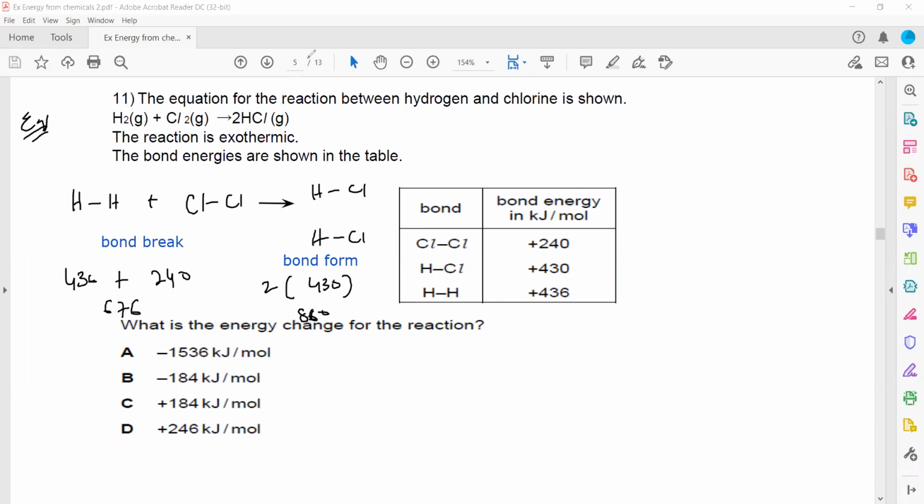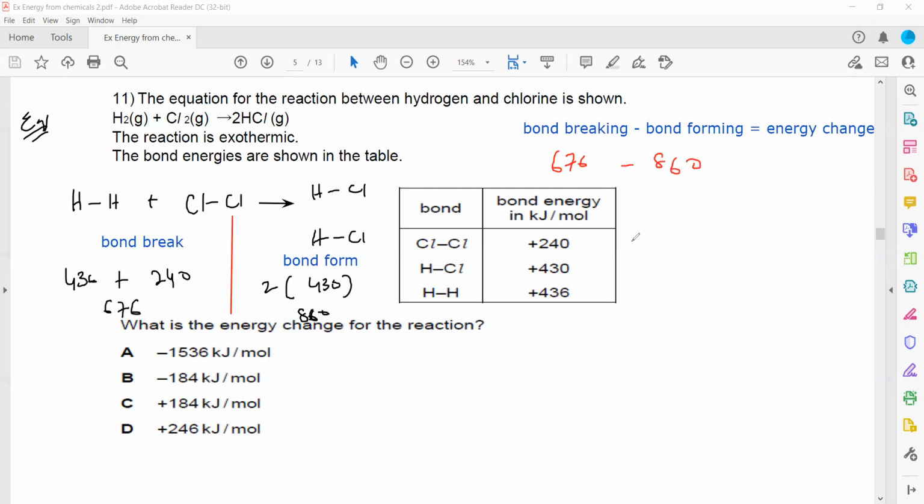So the energy change during a chemical reaction is bond breaking minus the bond forming, which is equal to the energy change. The bond breaking, that is 676, minus bond forming, it is 860.